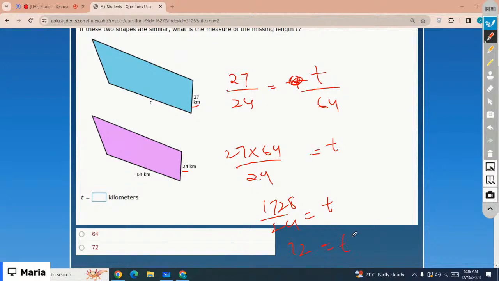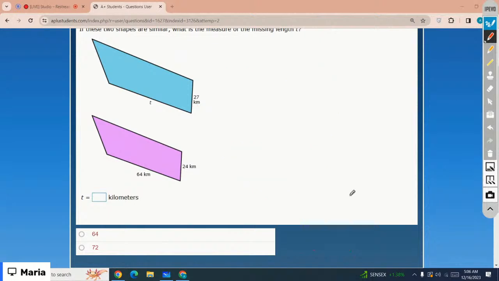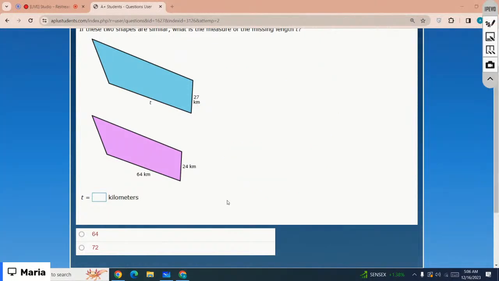That means the missing side length is 72. Basically, both the shapes are similar, so the similar sides must have a ratio. 27 and 24 are similar, and that must equal T divided by 64. Evaluating for T, the missing side length is 72. Option number 2 is the correct option.